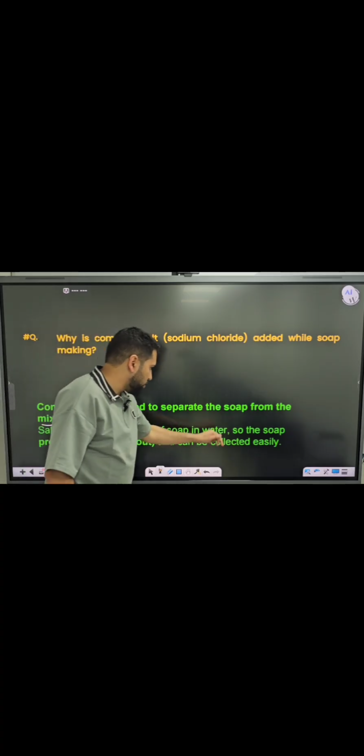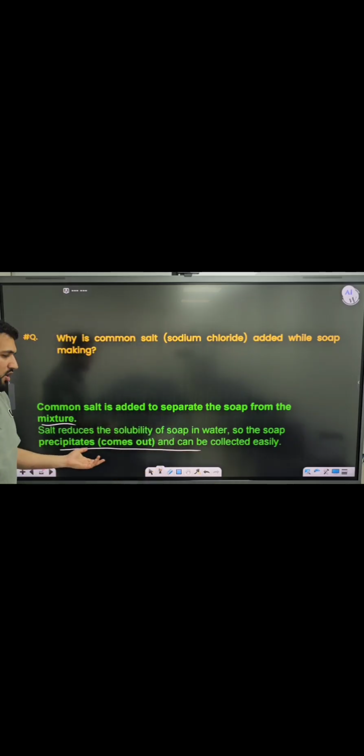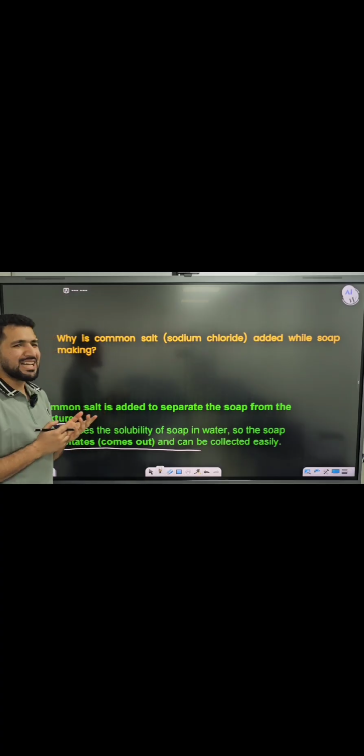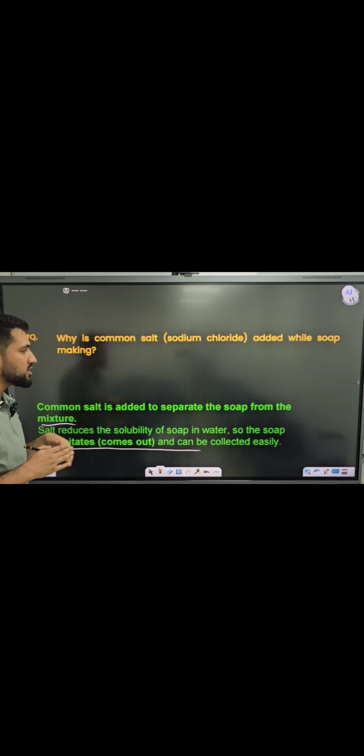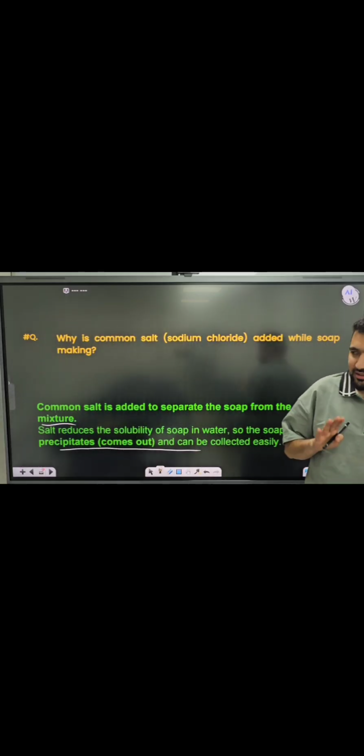Okay. Now there is a question: why is common salt, sodium chloride, added while making soap? Common salt is added to separate the soap from the mixture. Salt reduces the solubility of soap in water, so the soap precipitates, comes out, and can be collected easily. While you do the saponification reaction, why do you add NaCl? Because NaCl helps to separate the soap from the mixture. That's the simple answer to the question. Because it reduces the solubility of soap in water, right? And the soap can form a precipitate. That's the reason.